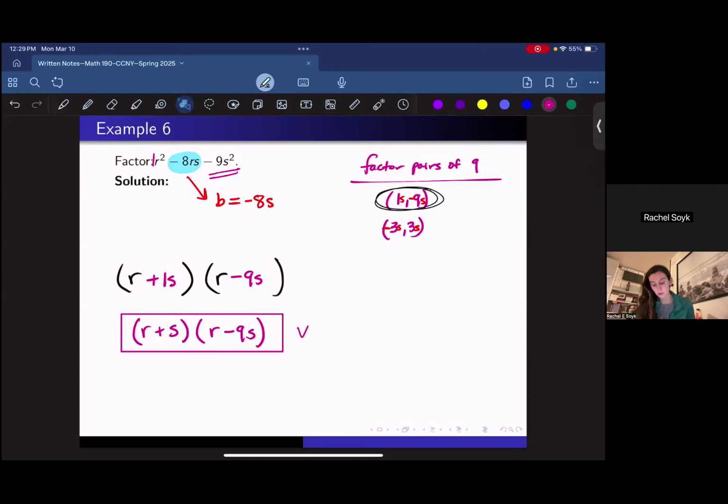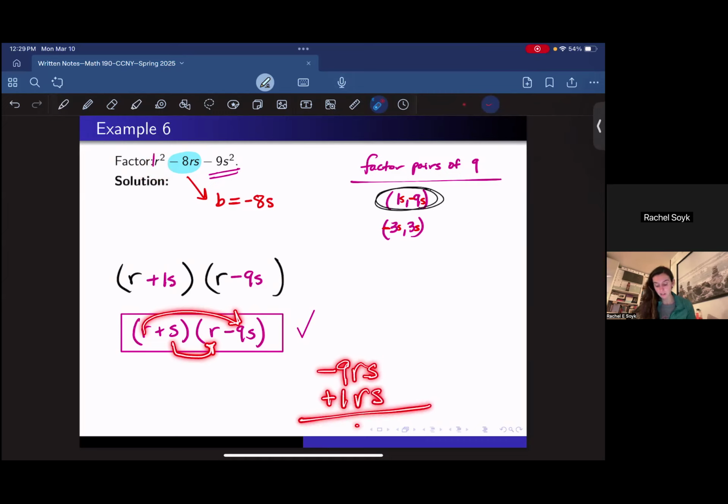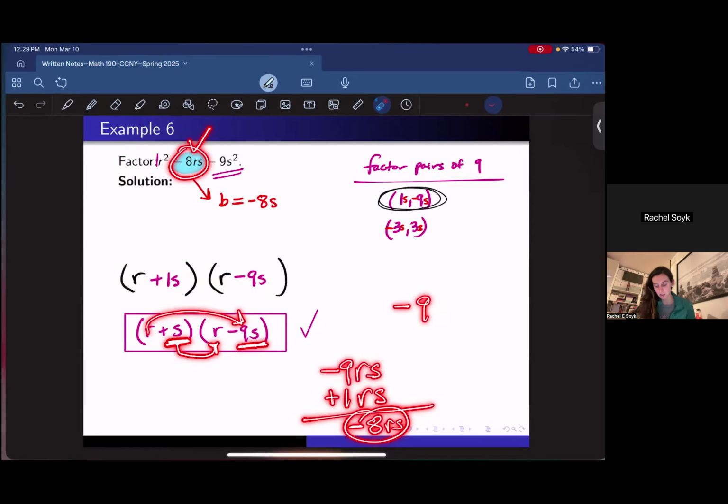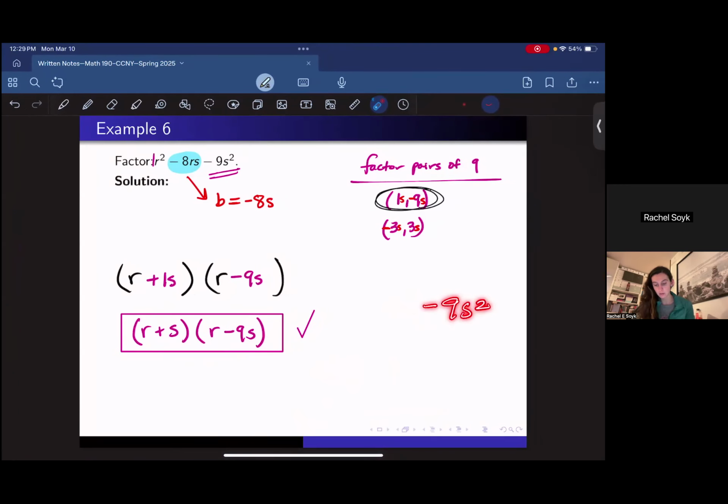Now let's check this verbally to make sure that this is indeed correct. R times r gives you r squared. R times negative 9s gives you a negative 9rs. S times r gives us sr, which is the same as plus 1rs. These are like terms. Added together gives us that negative 8rs, which is what we needed. Excellent. And then s times negative 9s gives us a negative 9s squared, which is also exactly what we needed. So we have our factored form and we are done.